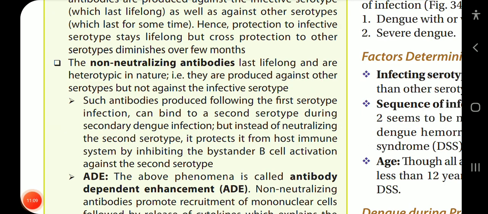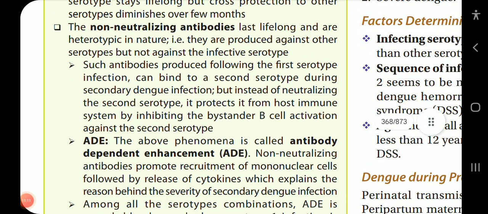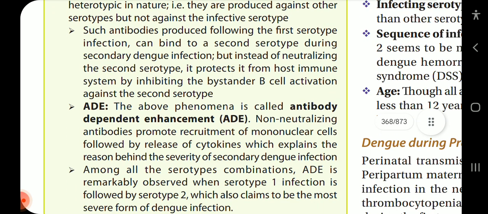The non-neutralizing antibodies last lifelong and are heterotypic in nature, that is, they are produced against other serotypes but not against the infective serotype. Such antibodies produced following the first serotype infection can bind to a second serotype during the secondary dengue infection, but instead of neutralizing the second serotype, they protect it from the host immune system by inhibiting the bystander B cell activation against the second serotype.